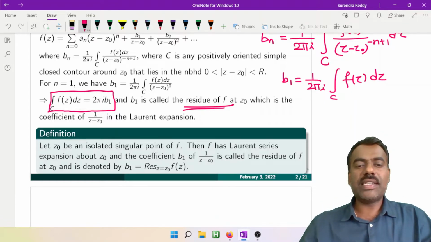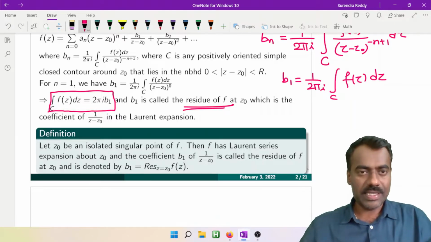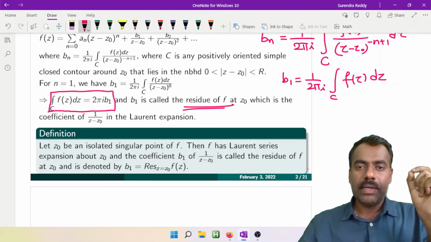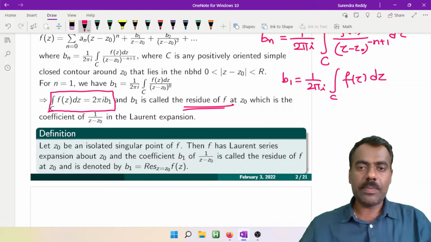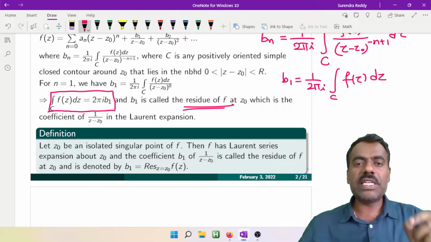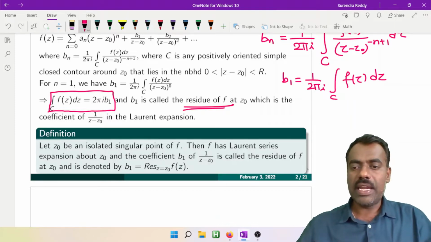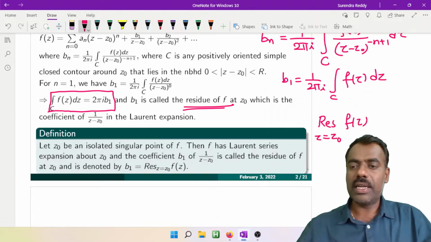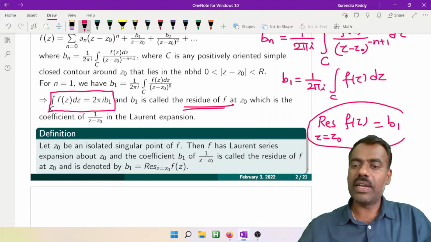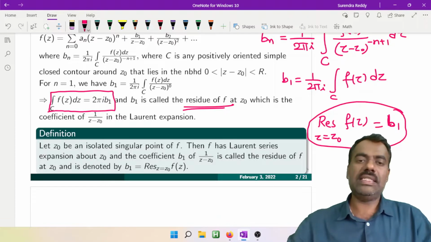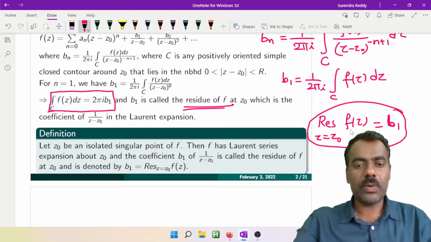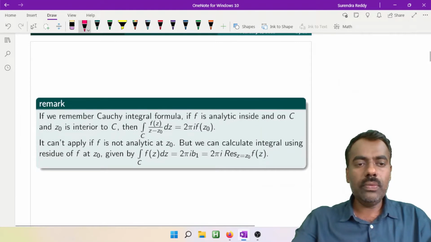So if z naught is an isolated singularity, then f has a Laurent series representation. Whatever coefficient is there for the term 1 upon z minus z naught is called the residue, and it is denoted by residue of f of z at z is equal to z naught. This is actually b1, where b1 is the coefficient of 1 upon z minus z naught in the Laurent expansion.